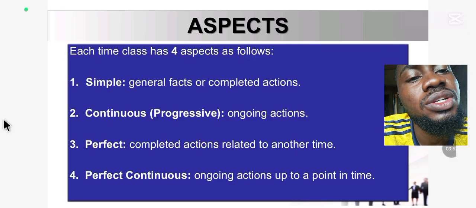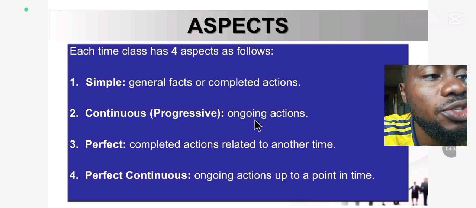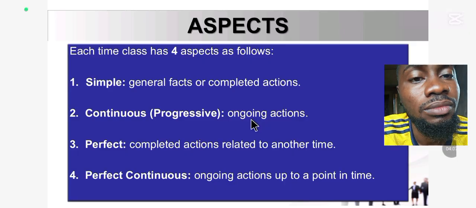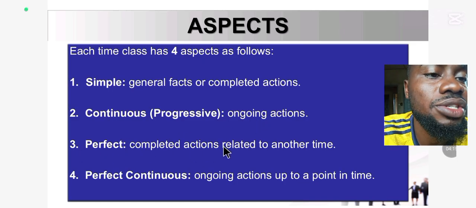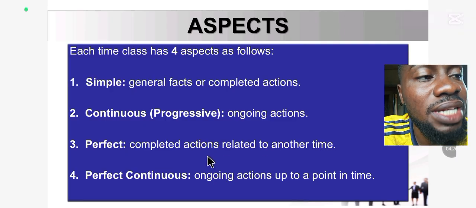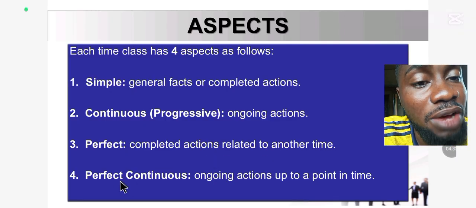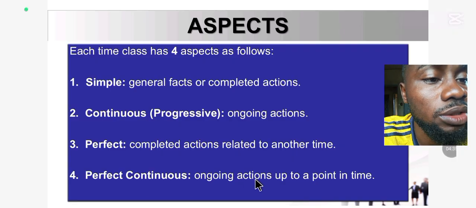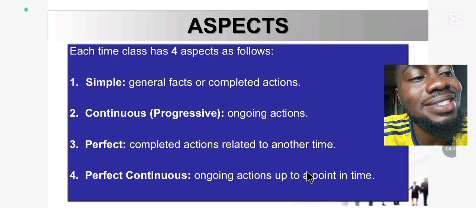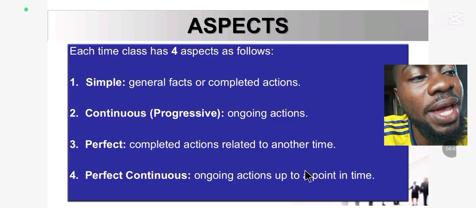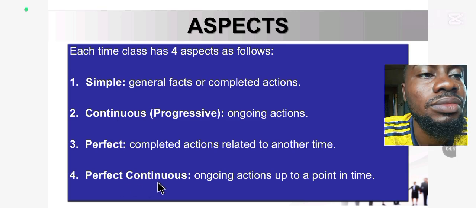Number 2 is continuous, which means progressive. It means ongoing. Something is happening currently. Number 3 is perfect, which means completed actions related to another time. Perfect continuous is the 4th. Perfect continuous means ongoing actions up to a point in time. That's the action travels or spans across time. That's perfect continuous.